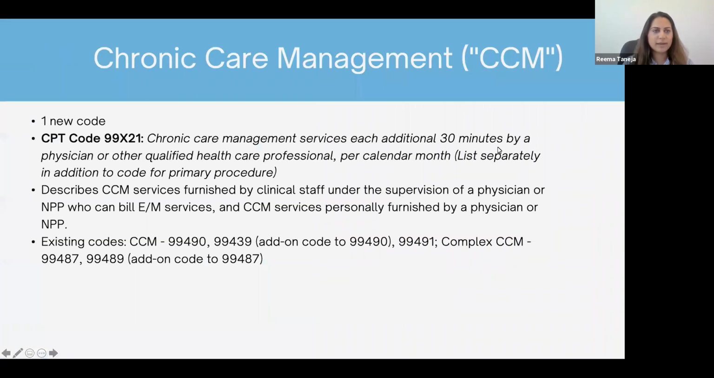All right, we can move to CCM. So for chronic care management, there's one new code that's being proposed. This would account for each additional 30 minutes of time spent for CCM services, and it could be provided by clinical staff performing these services under general supervision of a physician or NPP, or it could be personally performed by a physician or NPP. So this expands the offerings under CCM because currently there are 5 existing codes, but the code that describes the additional time spent is only for 20 minutes, so this accounts for an extra 10 minutes.